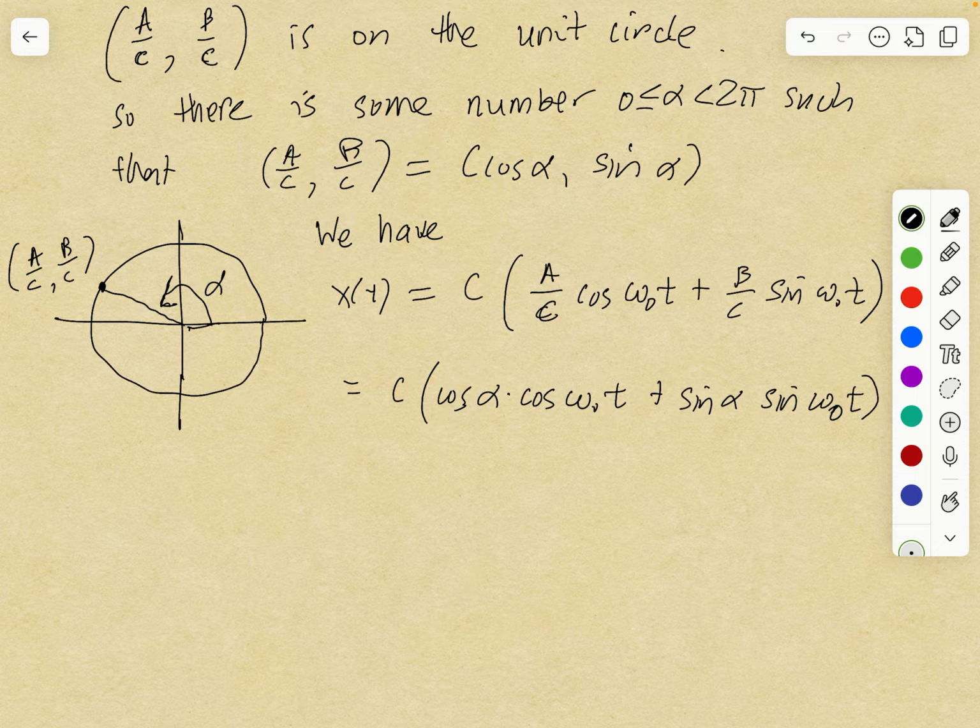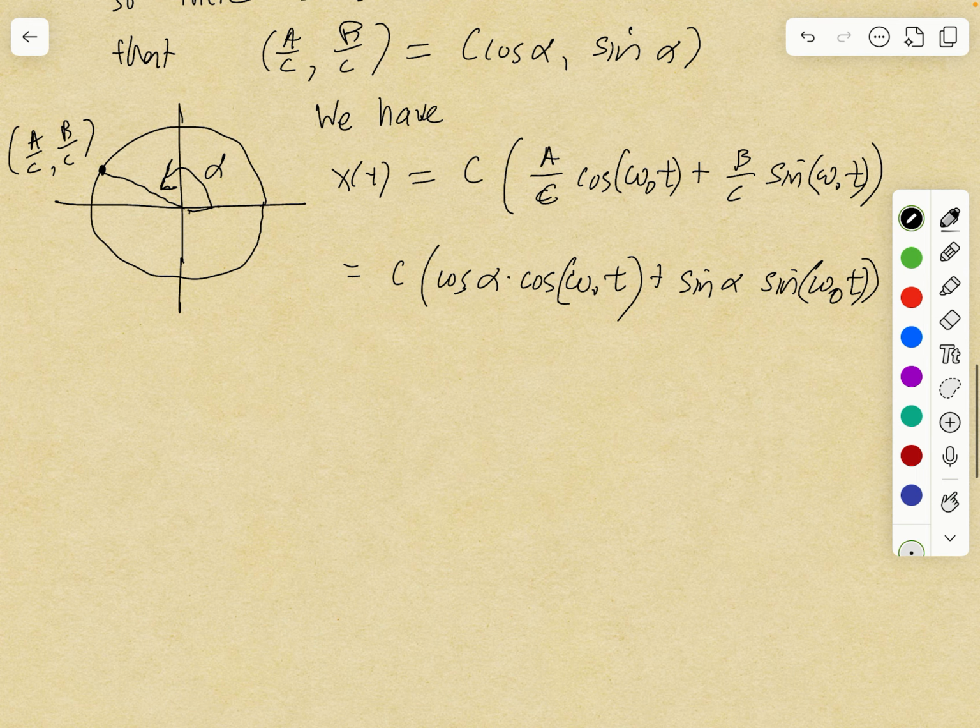And by the way, this omega naught t is in parentheses. There's implied parentheses here. So it's not sine of omega times t, it's sine of the quantity omega naught t. And the same with cosine. But generally speaking, the parentheses are often left out.